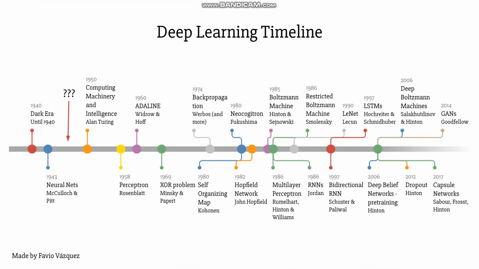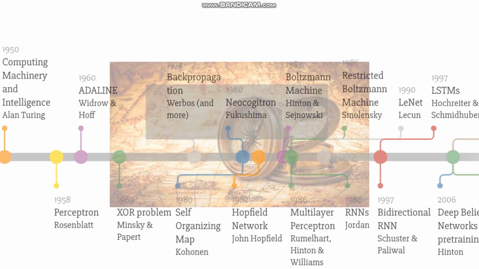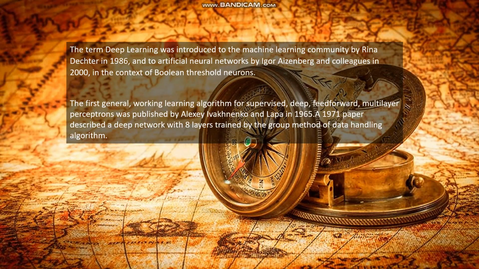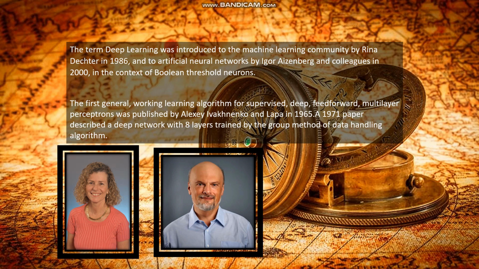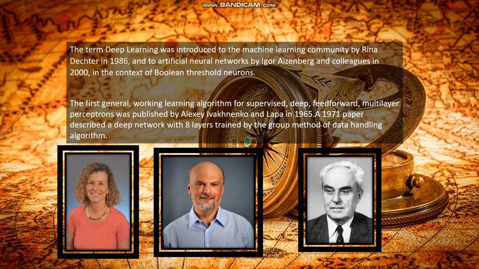So for starters, you can pause the video and take a look at the entire deep learning timeline if you want. It's done? The term deep learning was introduced to the machine learning community by Rina Dechter in 1986 and to artificial neural networks by Igor Aizenberg and colleagues in 2000, in the context of Boolean threshold neurons. The first general working learning algorithm for supervised deep feed-forward multi-layer perceptrons was published by Alexey Ivakhnenko and Lapa in 1965. A 1971 paper described a deep network with 8 layers trained by the group method of data handling algorithm.